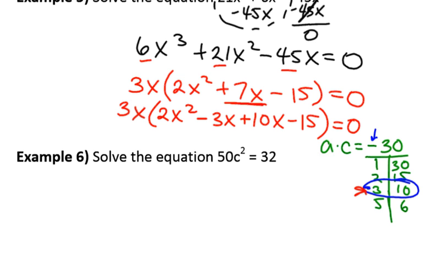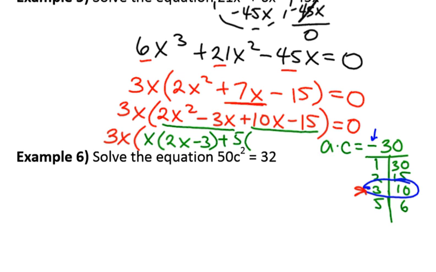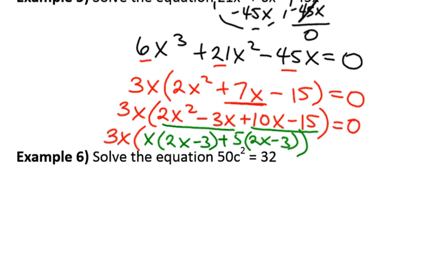Okay, so this 3x out in front, that GCF, is just along for the ride, so just keep it there. And now we're going to factor by grouping, because we have 4 terms. Look at the first two, 2x squared minus 3x. That has a common factor of x, times 2x minus 3. Then 10x minus 15 has a common factor of 5. When you factor that out, you get 2x minus 3 as well. And that is still equal to 0.